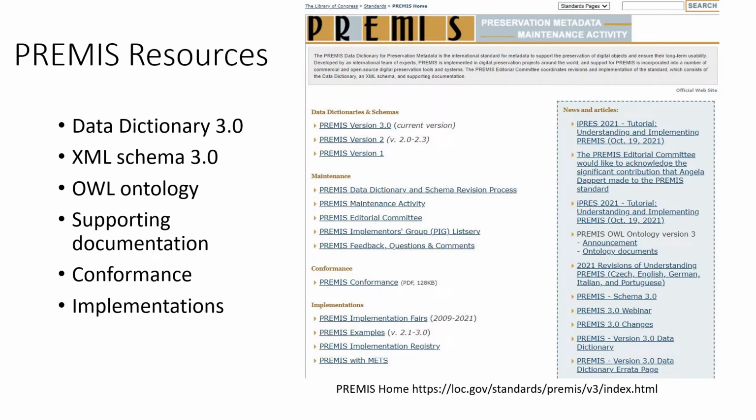PREMIS resources. The Library of Congress Maintenance Activity website is where the PREMIS resources are maintained and updated. There are several items that together provide the suite of PREMIS resources: the data dictionary, XML schema and OWL ontology, PREMIS conformance guidance, supporting documentation such as presentation slides, tutorials, and examples, and information about the PIG listserv for the PREMIS Implementers Group Forum.